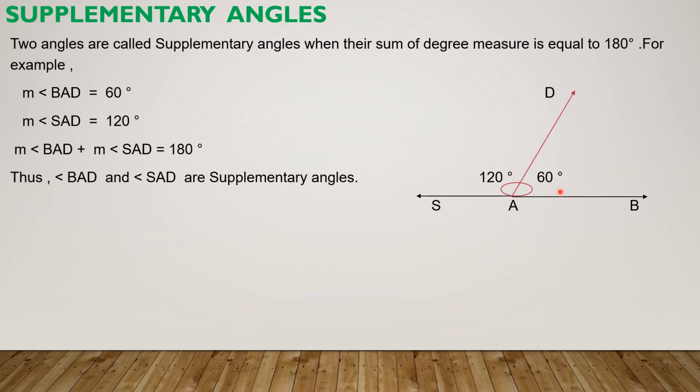Similarly, if you have two angles, 90 and 90, take the sum, it is 180 degrees, which means both are called supplementary angles. Any two angles having a sum of 180 degrees are called supplementary angles.